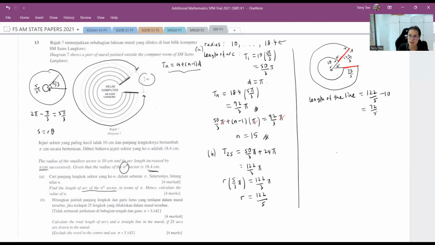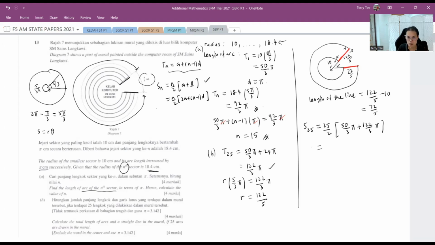But to find the length of all the arcs, I need to use S25. Now, for me, I like to use n over 2 times (a plus l). You can use either this formula or n over 2 times (2a plus (n minus 1)d). I like to use a plus l since I know the length of the longest side. The longest side is this 122 over 3 pi. So my a is 50 over 3 pi. My longest one is 122 over 3 pi.